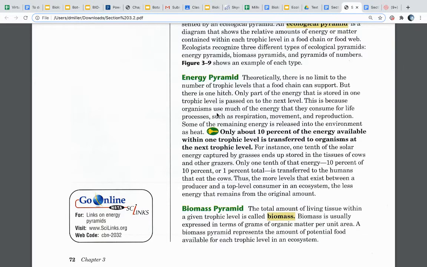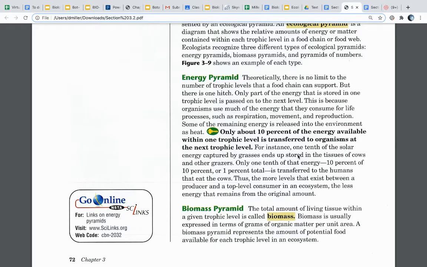Theoretically, there is no limit to the number of trophic levels that a food chain can support, but there is one hitch. Only part of the energy that is stored in one trophic level is passed on to the next level. This is because organisms use much of the energy that they consume for life processes, such as respiration, movement, and reproduction. Some of the remaining energy is released into the environment as heat. Only about 10% of the energy available within one trophic level is transferred to organisms at the next trophic level.